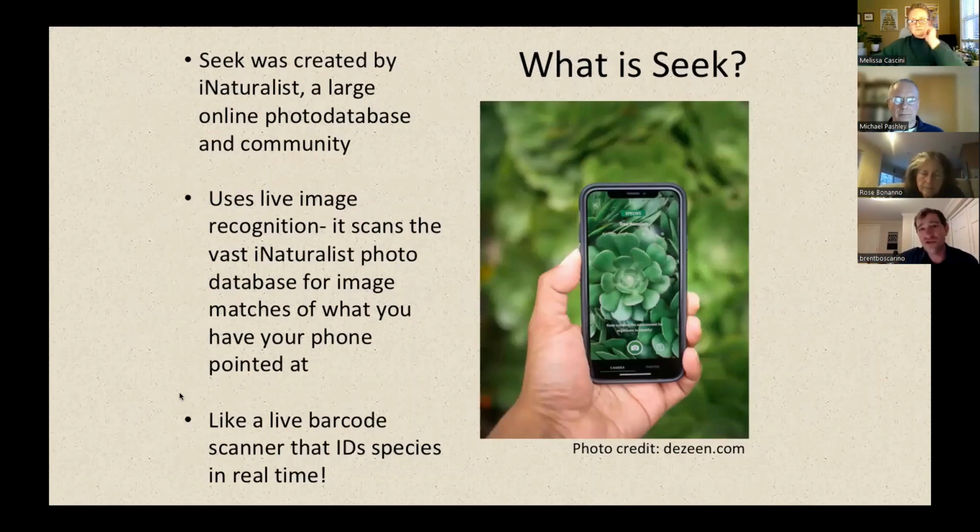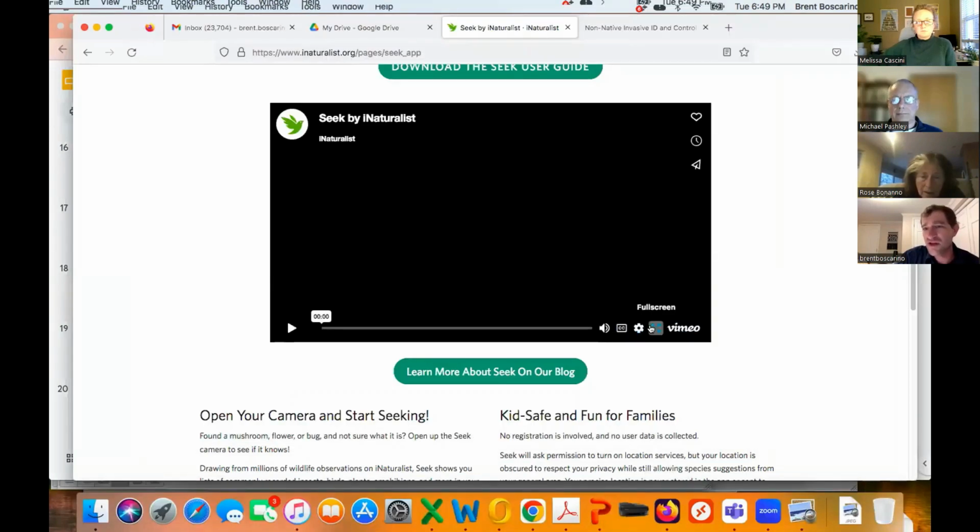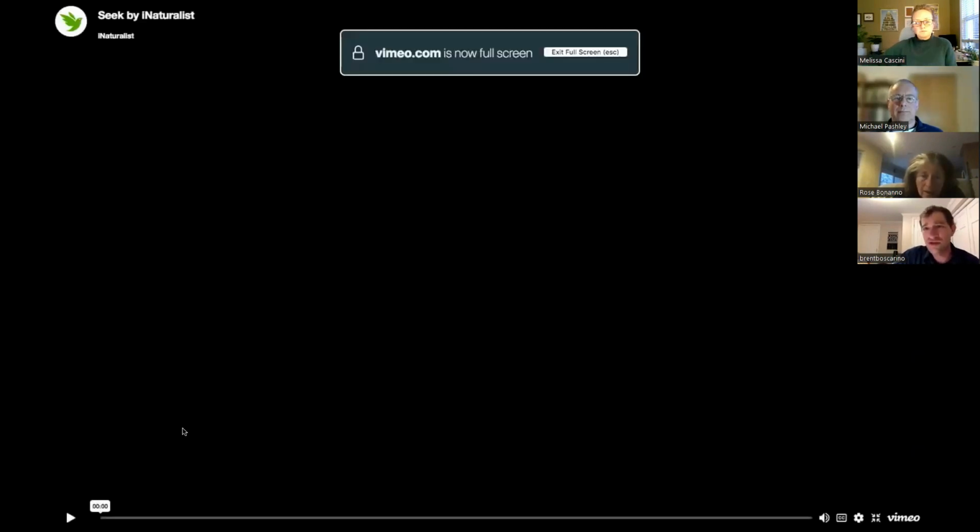So the first step is really learning about what you are looking at. It's just like a scanner at a grocery store or something. You hear a little beep, and essentially it tells you what species you're dealing with. I'm going to give a really quick introduction to this, just so you can see it at work. Many of you have used this before, but it's a really useful tool for IDing.